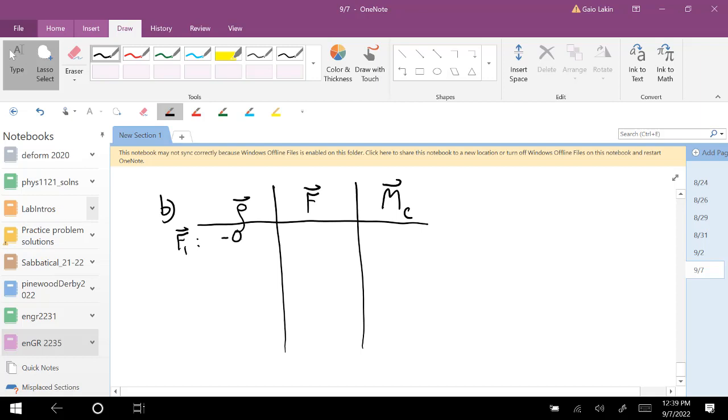So negative 0.50. The force vector is the same as it was before, F1x, F1y. And the cross product is negative 0.5 F1y. And I'm only keeping track of the Z component.